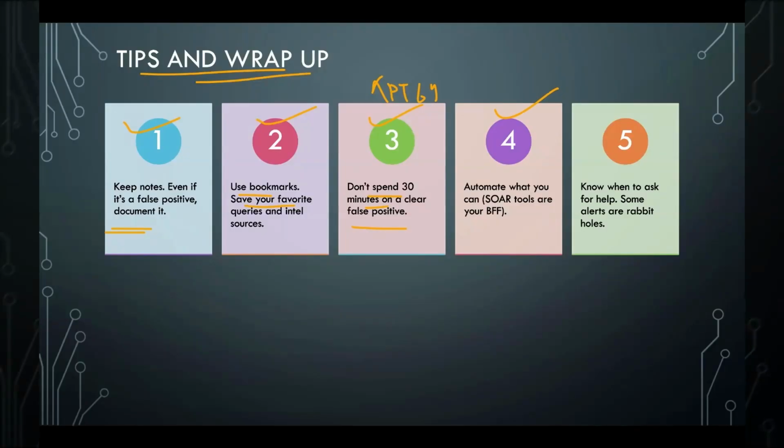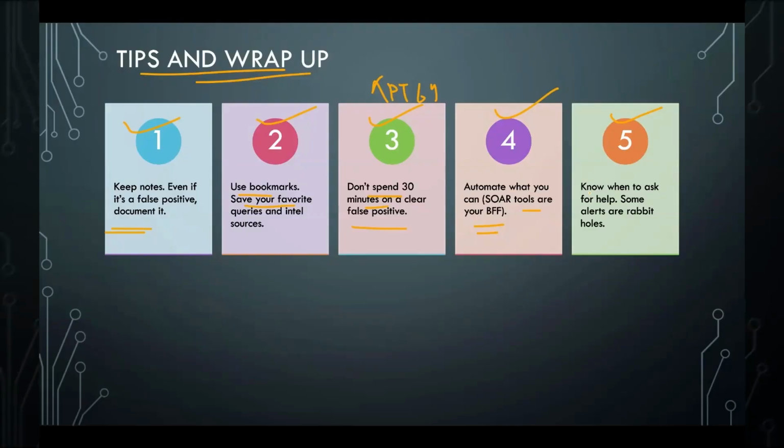Then tip number four, automate what you can. You can use your SOAR tools or your BFF. If you are manually doing the same step for every alert, you are basically doing unpaid labor for the machine. You can use a SOAR tool to enrich IP, pull reputation, close obvious junk alerts, and let automation handle the boring stuff so your brain can focus on the spicy alerts.